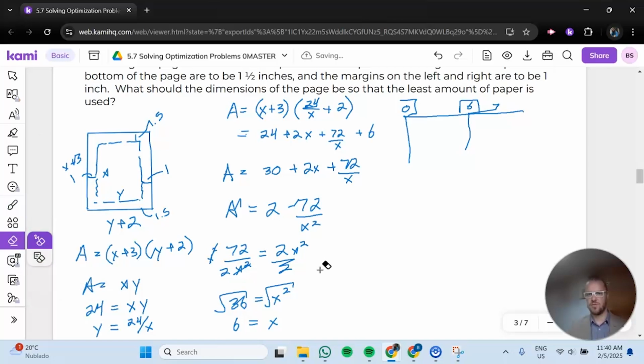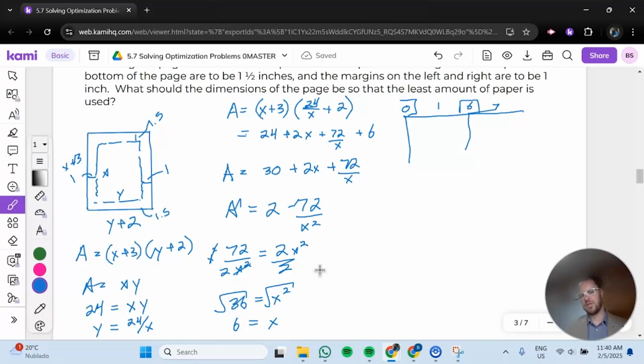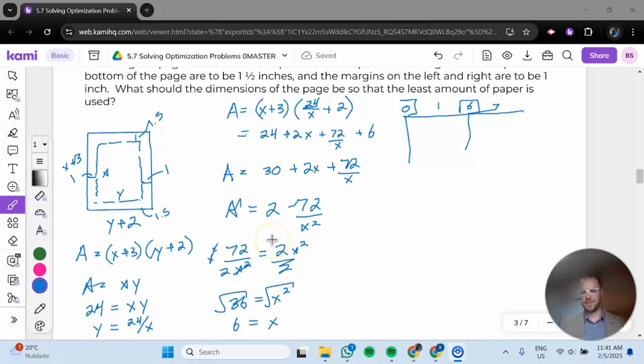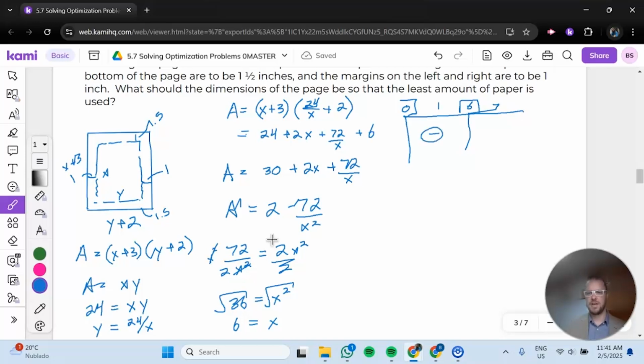All right, so 1, if it'll let me draw it. There we go. That's going to be 2 minus 72 over 1. Just trying to clean up the lag. I don't know. It seems maybe it's a little better, but we'll see. So if I plug 1 into that, I'm going to get 2 minus 72, which is, of course, negative. And then I'm going to go ahead and plug in 7.